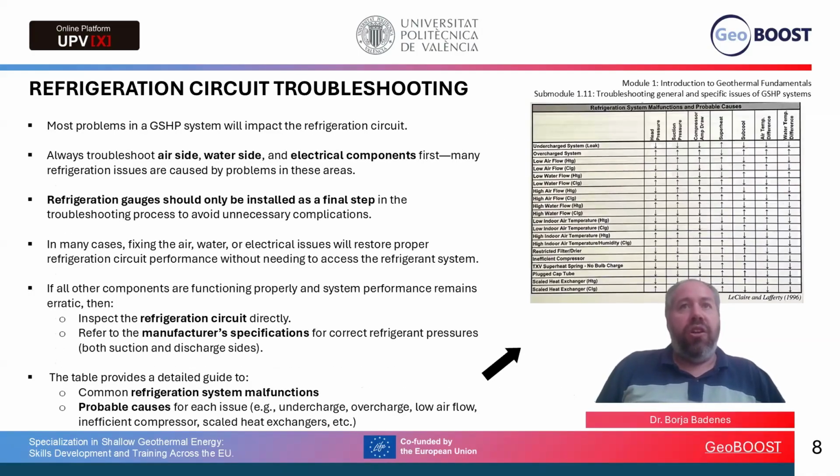Related to the refrigerant circuit troubleshooting, most faults end up affecting the refrigerant circuit, but you should fix air, water, and electrical issues first. Often the refrigerant circuit returns to normal. Only then install and use gauges to read refrigerant pressure, suction, and discharge. Compare the readings to the manufacturer specification. The table on the slide lists the common refrigerant malfunctions and their causes.